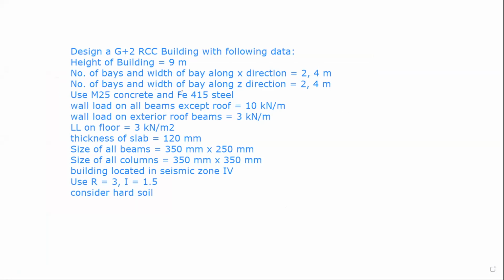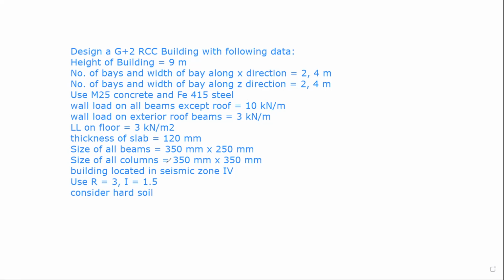Using M25 concrete and Fe415 steel, wall load on all beams except roof is 10 kilonewton per meter, and wall load on exterior roof beams is 3 kilonewton per meter. That is a parapet wall load. Then live load on floor is 3 kilonewton per meter square. Thickness of slab is 120 mm. Size of all beams is 350 mm by 250 mm. Size of all columns is 350 by 350 mm square column.